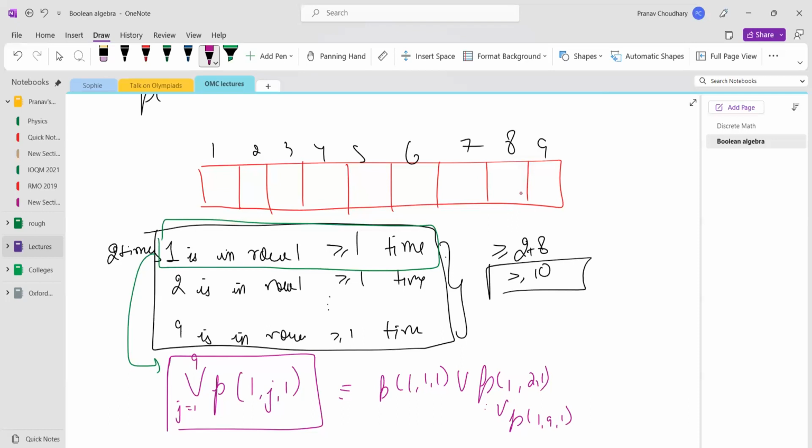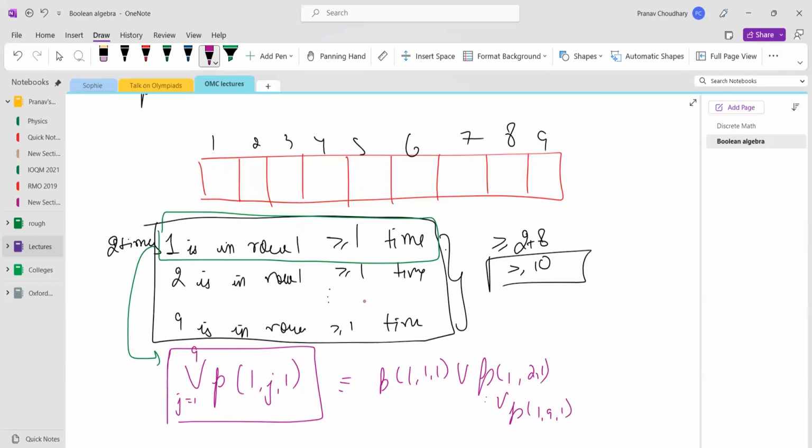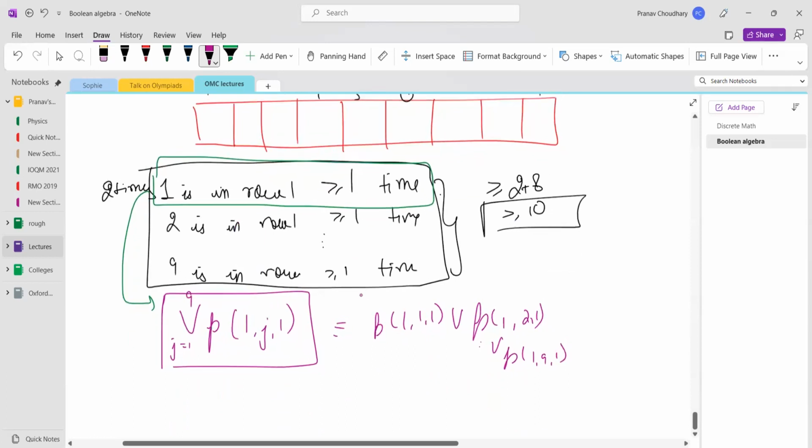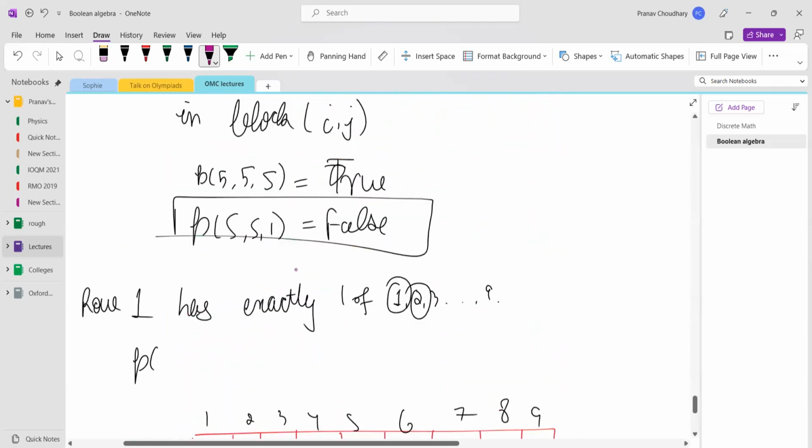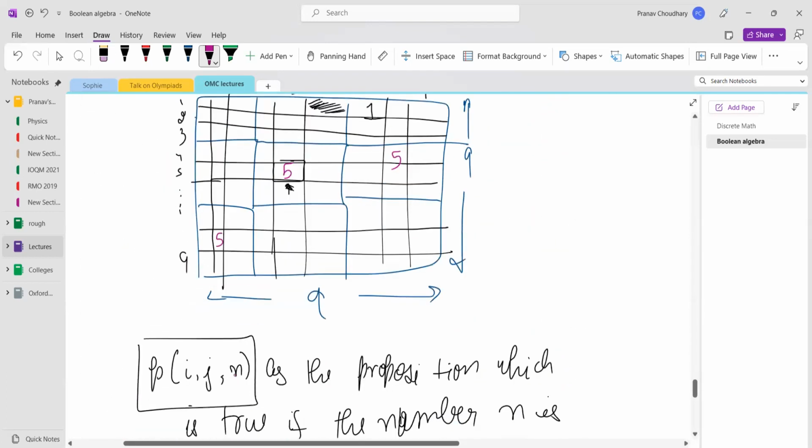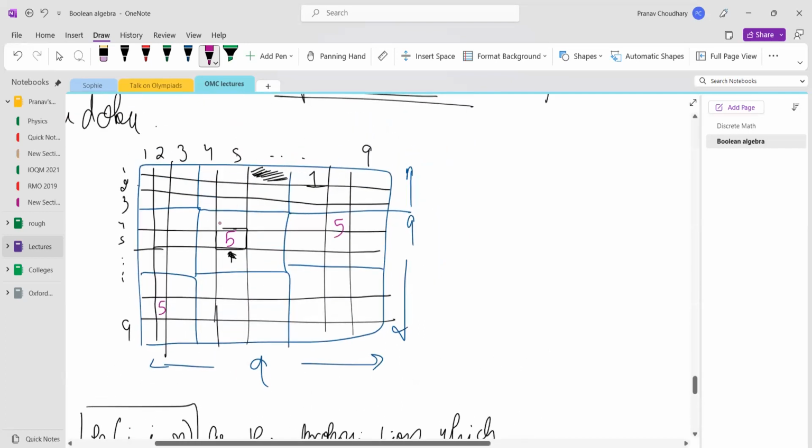So I actually have a bit of a confusion regarding the representation of P1 comma j comma 1. Please clarify. Okay. See, we define the proposition P i comma j comma n. You know what a proposition is, right? It either has a true or false value. So I say this proposition is true if the cell i comma j has number n.